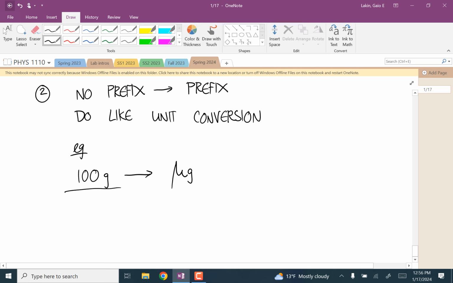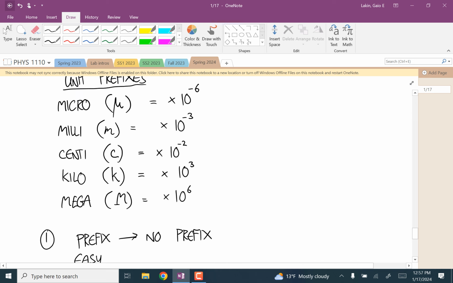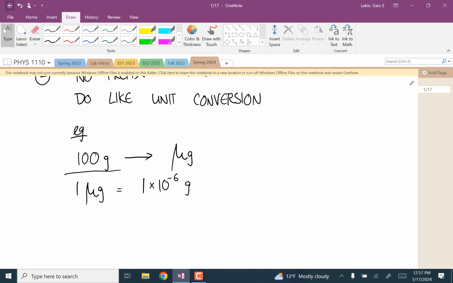Well, first we're going to use the definition of the prefix to come up with a conversion. Okay, so 1 microgram is equal to 1 times 10 to the minus 6 grams. You see where I came up with that? 1 microgram, I just replaced the micro with times 10 to the minus 6, because that's the meaning of micro from up here. Okay?